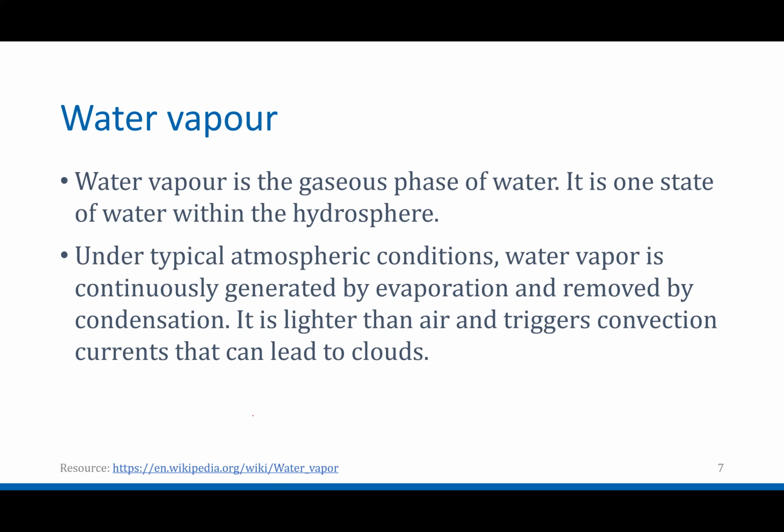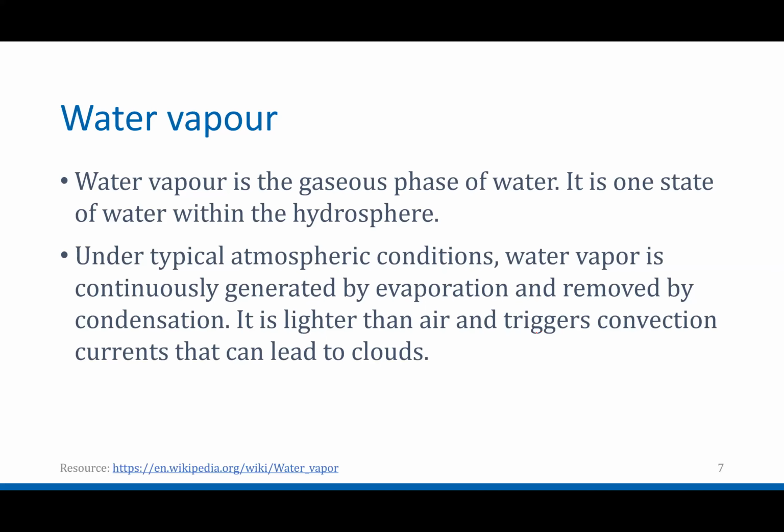Under typical atmospheric conditions, water vapor is continually generated and removed in the water cycle. It evaporates from surface waters and then is removed by condensation. So the water evaporates, we get clouds and rain, it comes back to the Earth's surface, it evaporates, it rains, and it goes on and on and on.